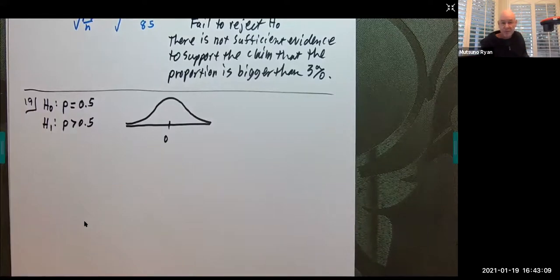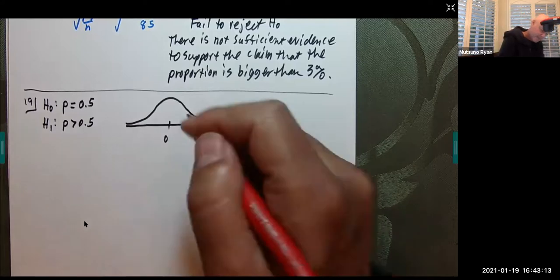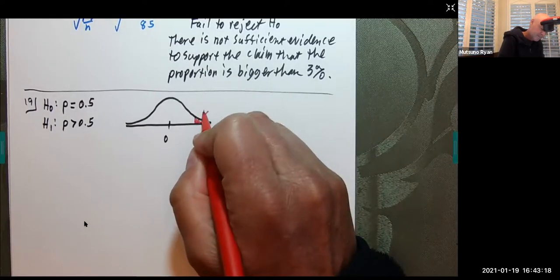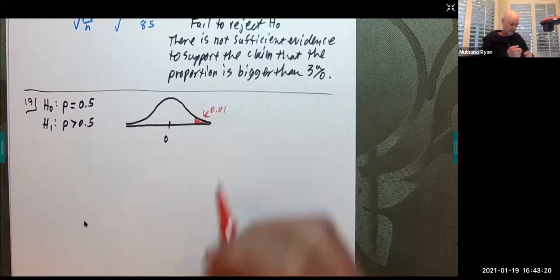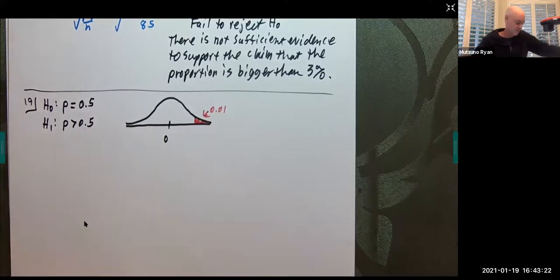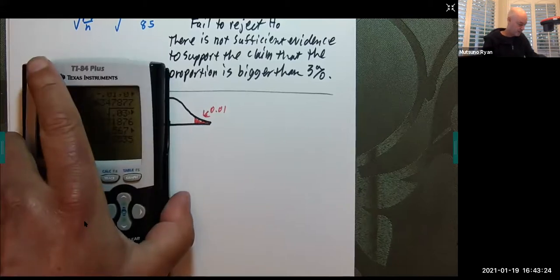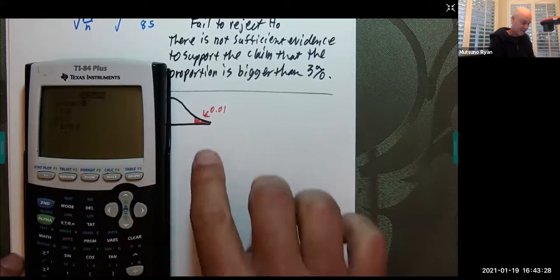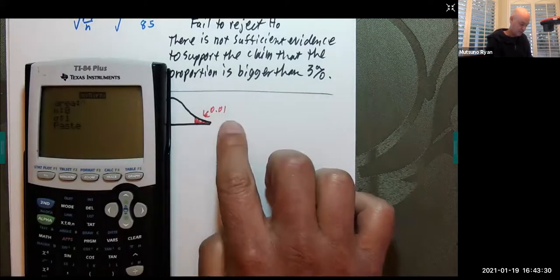Which means our alpha, which in this case is 0.01. And to find that, we're going to do inverse norm. Remember, it's area to the left, so I have to do the 1 minus trick.